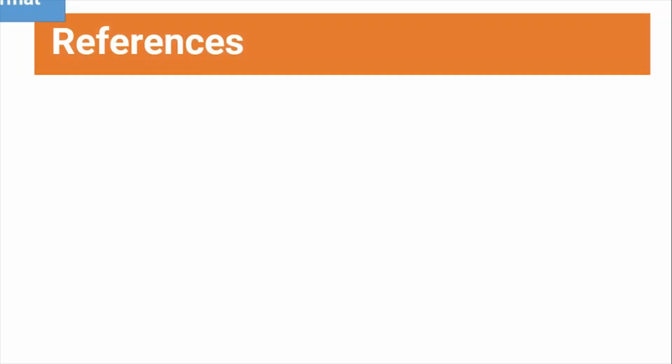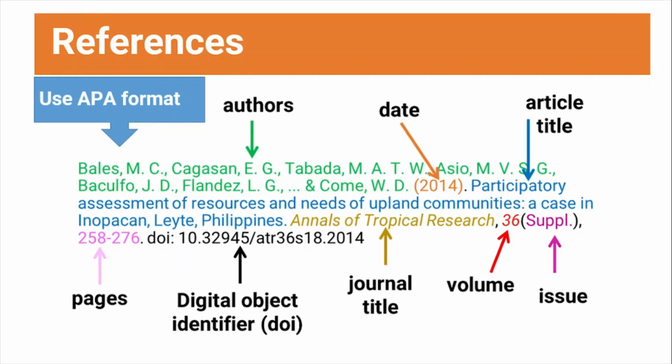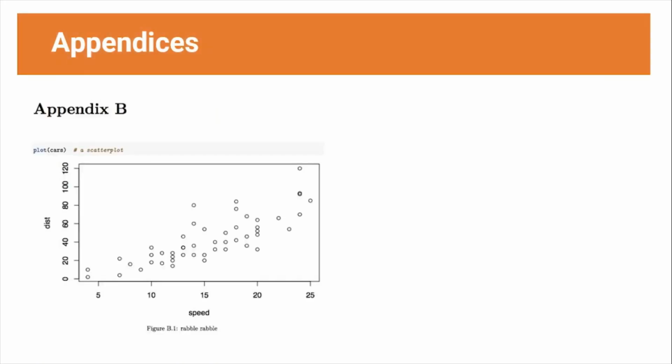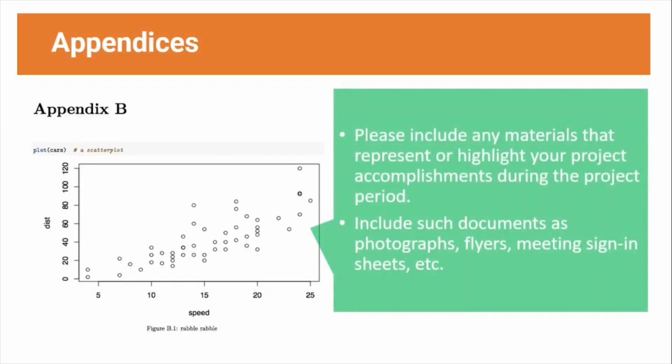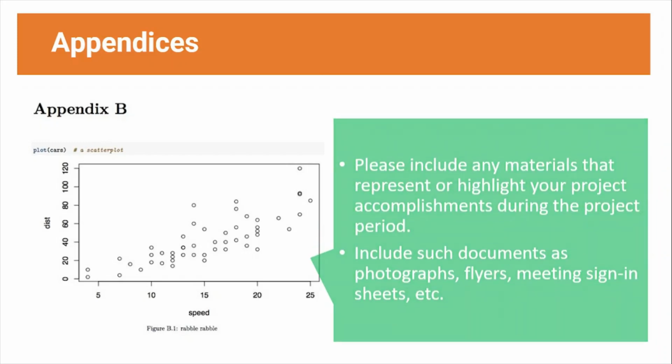In writing references, you have to use the APA format. As you can see in the slide, it contains the following information: authors, date, article title, journal title, volume, issue, pages, and DOI or digital object identifier. And lastly, for appendices, please include any material that represents or highlights your project accomplishment. Include documents such as photos, flyers, or meeting or attendance sheets.